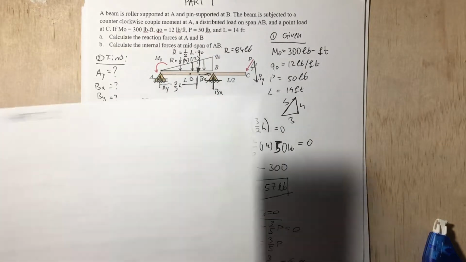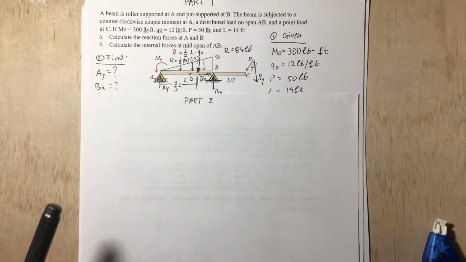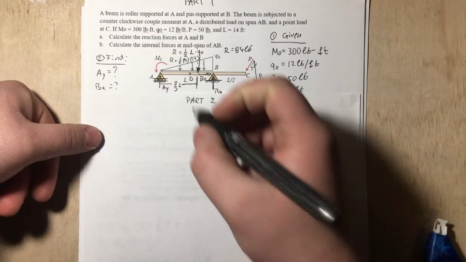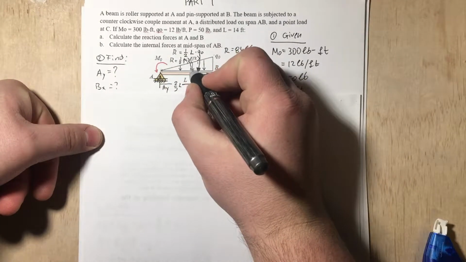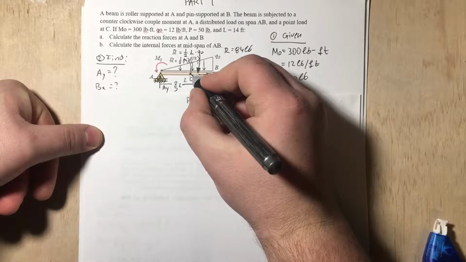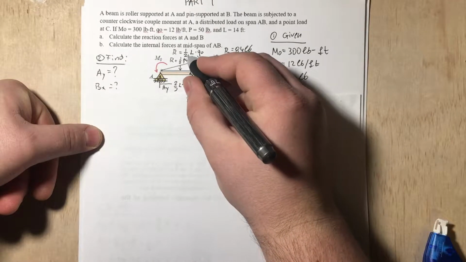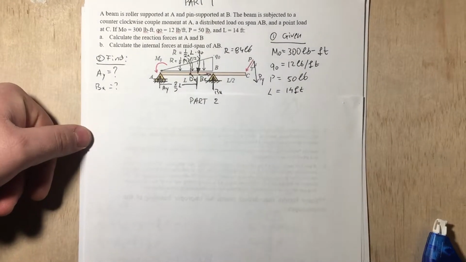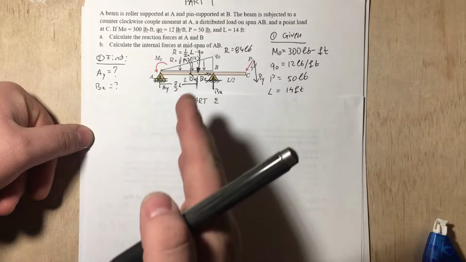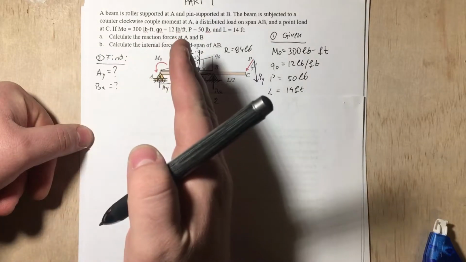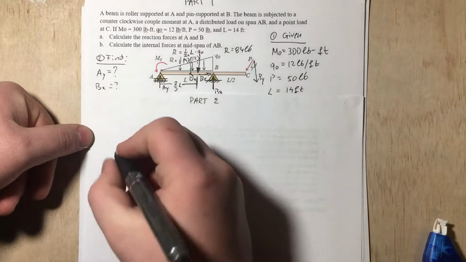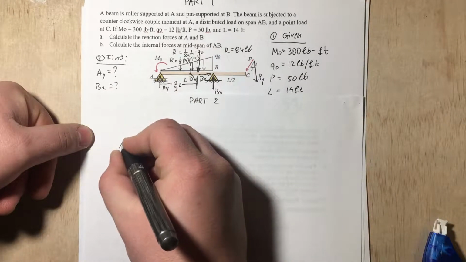In order to do this, we're gonna do a section cut. So we're gonna cut right here at point D, and let's call this section AA. This will give us two free body diagrams. It will give us the free body diagram on the left and then the free body diagram on the right. So let's go ahead and draw those and see what they would look like.